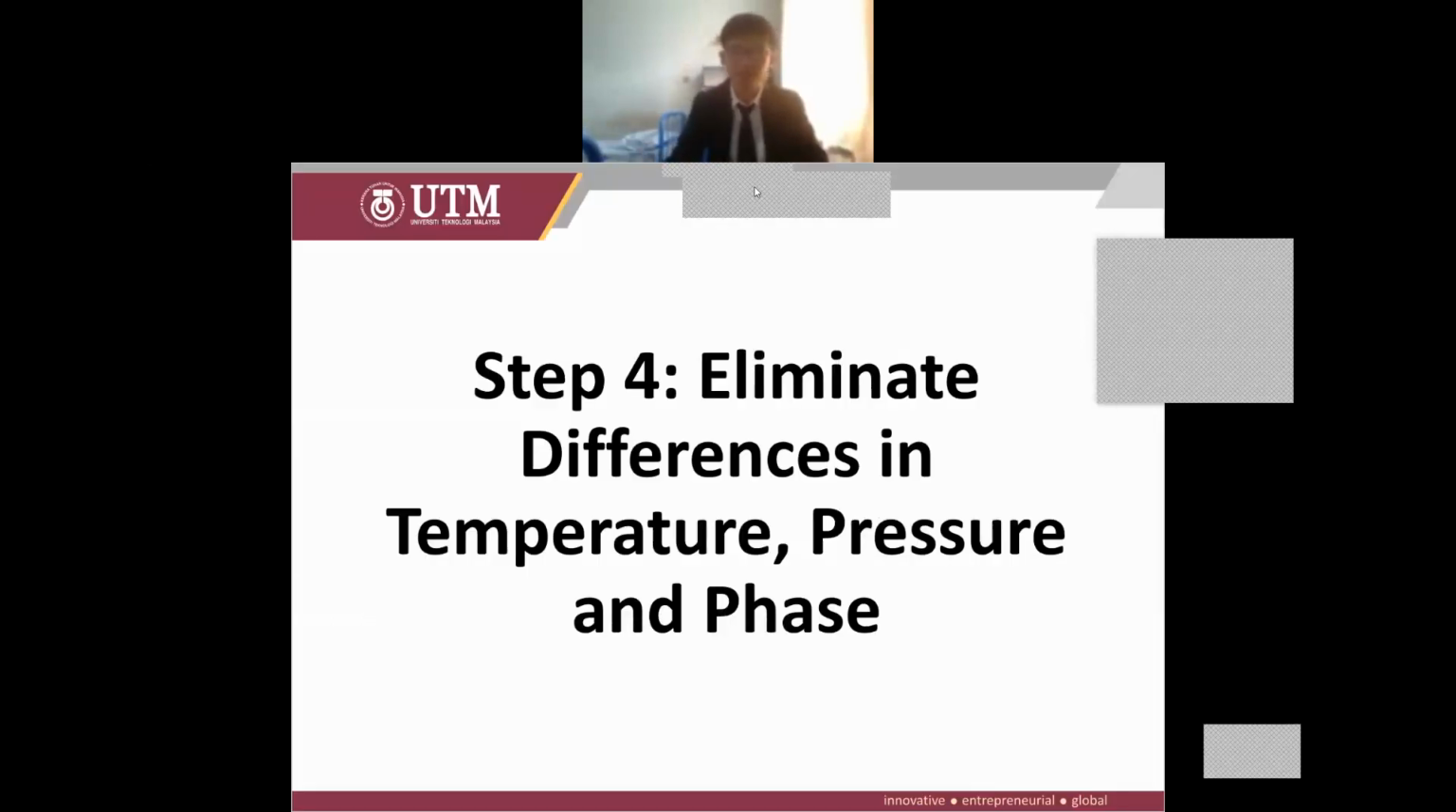Step 4 is to do temperature, pressure, and phase change for the process flow sheet.